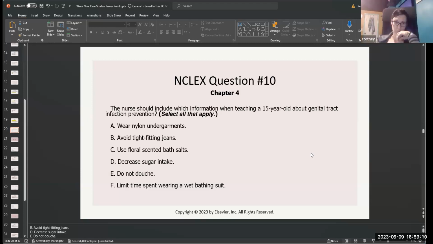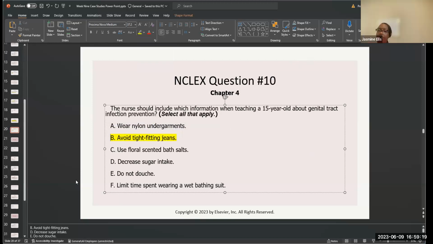E. D. Why is D an answer? Because doesn't the sugar help yeast grow, right? Something like that. Absolutely right. So if you have a diabetic client, they're already prone to infections, right? Whether they're pregnant or not, they're prone to infections because of the high levels of glucose. And so they tend to have yeast infections. Okay. What else? Anything else?